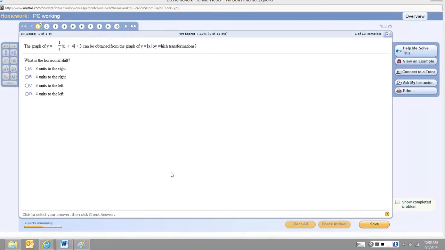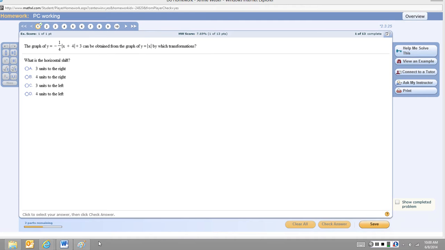Transformations allow us to take a graph we know, like in this case the graph of y equals the absolute value of x, and graph a much more complex graph simply by knowing how things affect it. There's a list of basic ones. We've already worked with horizontal and vertical shifts, but now we're also talking about shrinking and stretching. So let's look at this.